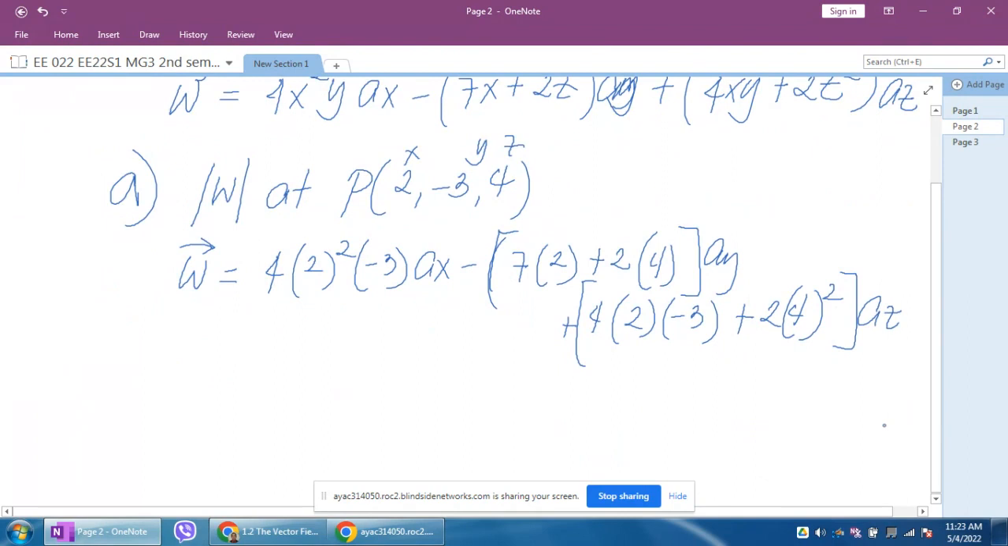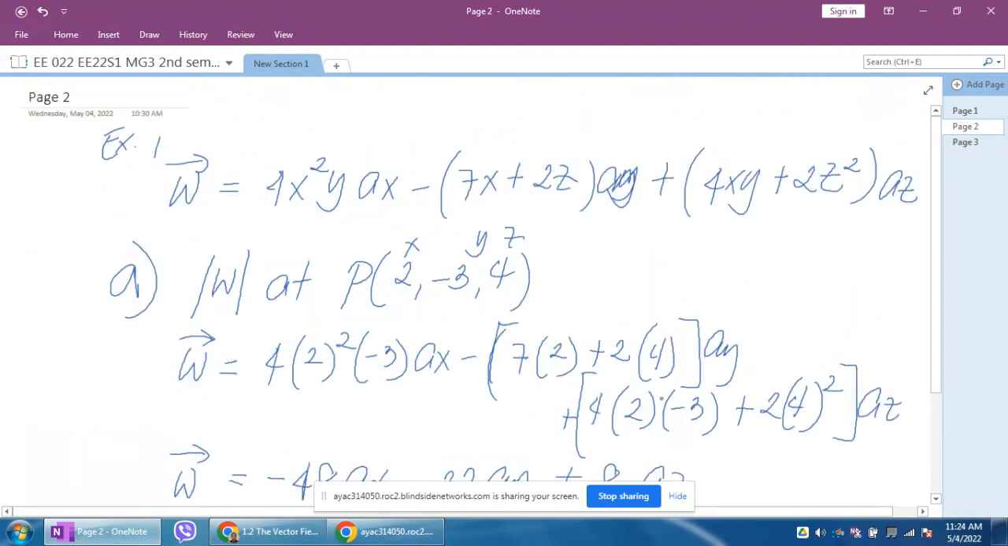Okay. Now, simplify lang po natin. How much is W? W will give us what value? Ilan po ito? Negative 48 AX. What about the next one? How much is this? Negative 22 AY. And then the third term, plus 8 AZ.